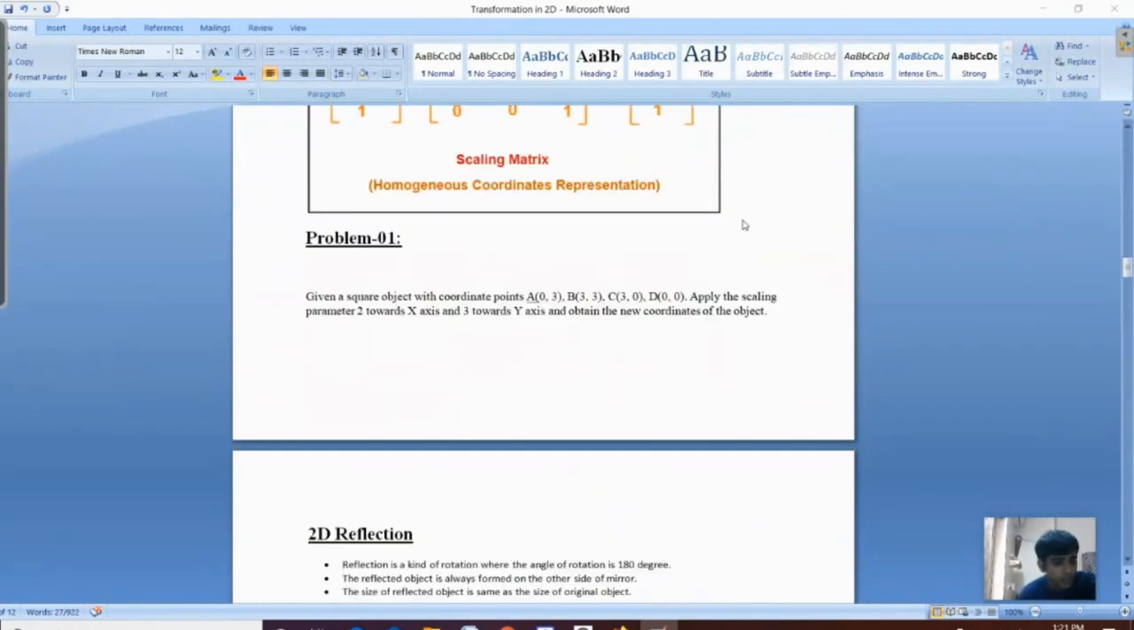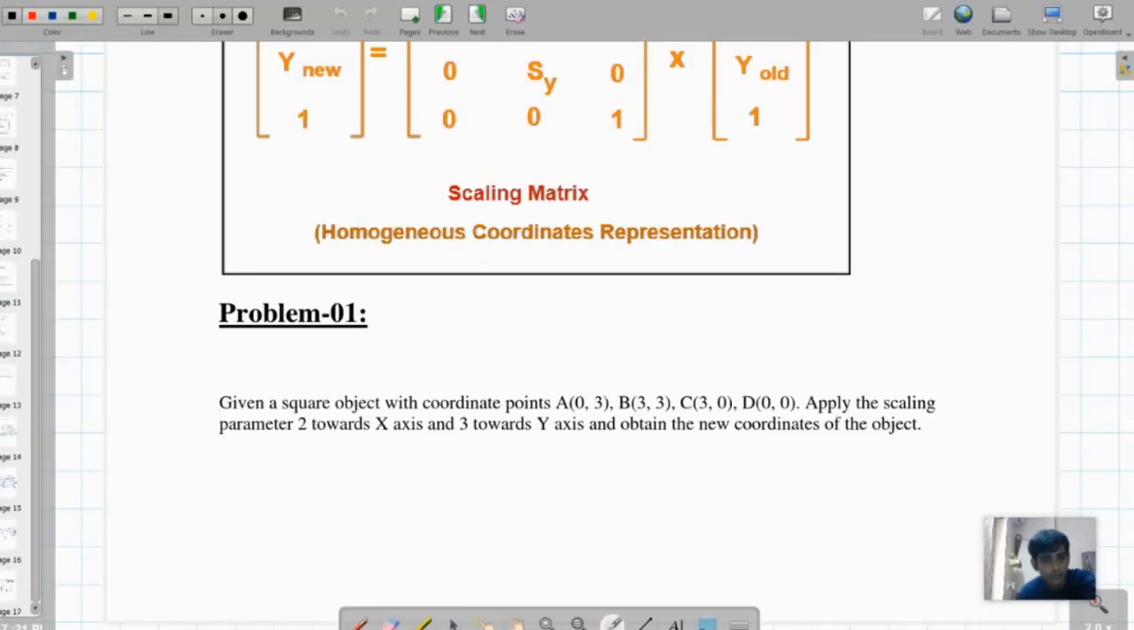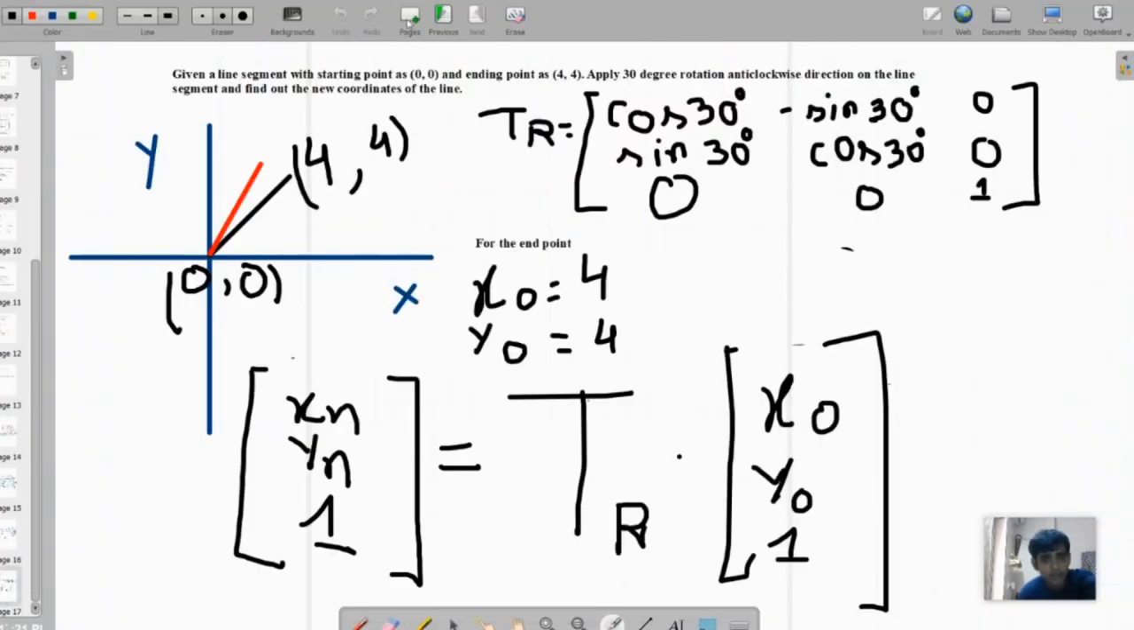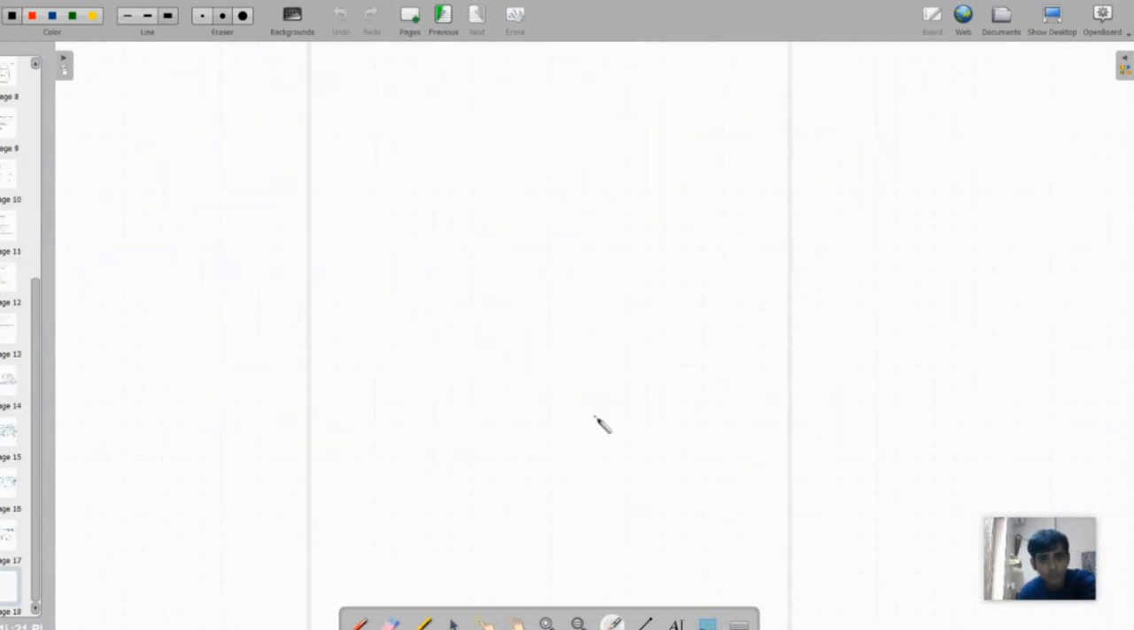In the meantime, I will copy the problem into a whiteboard so that we can discuss it. I will paste the text here.